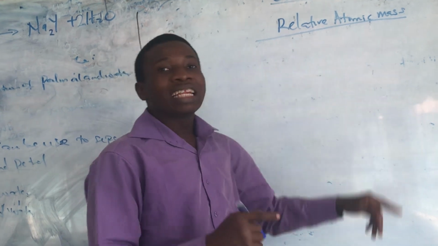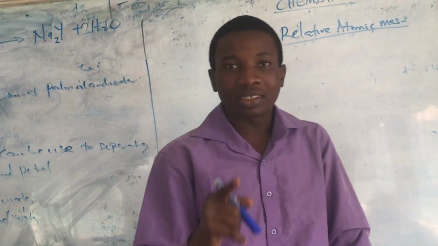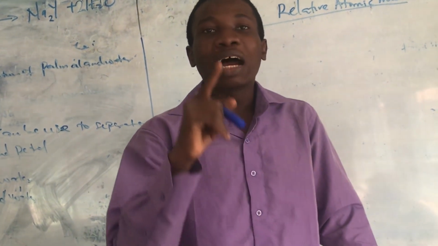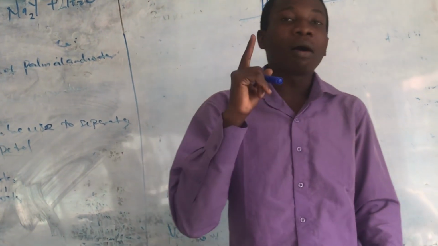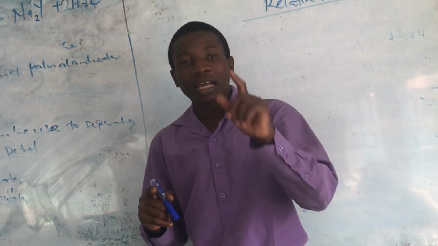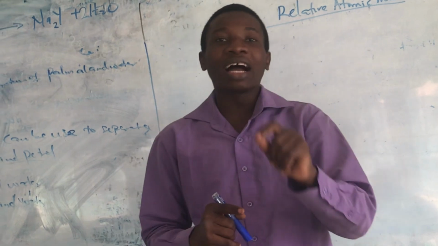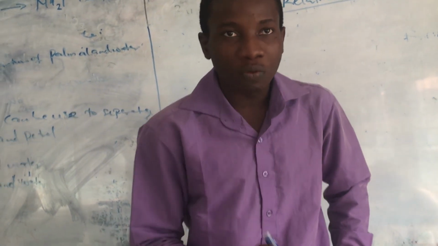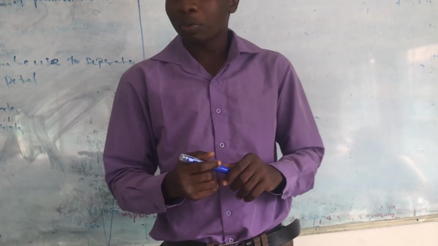Relative atomic mass is the number of times the average mass of one atom of the element is heavier than 1/12 of carbon-12. So it's the number of times the average mass of an atom of an element is heavier than 1/12 of carbon-12. So normally, what do we usually use to measure relative atomic mass?